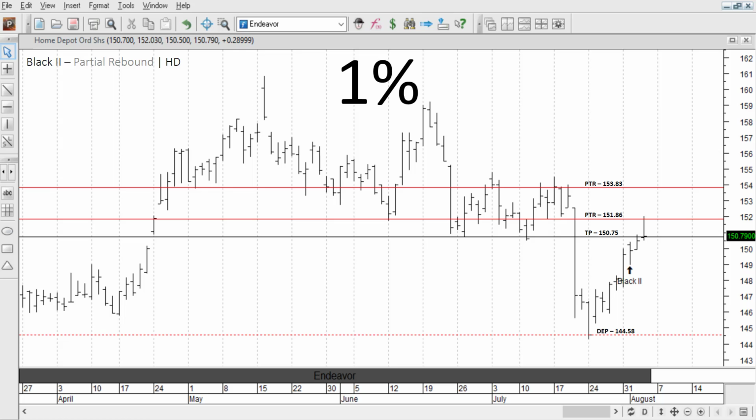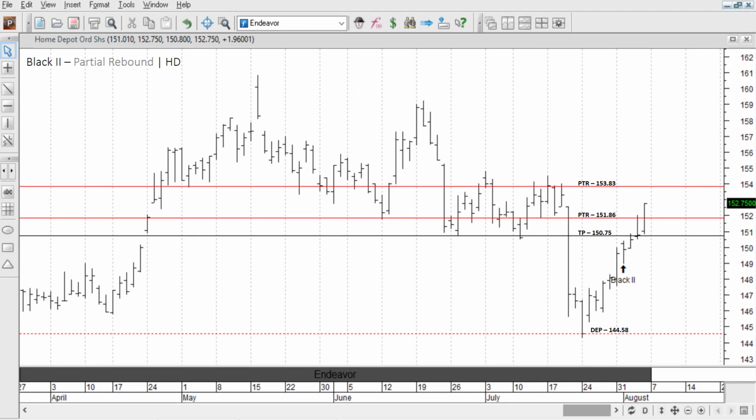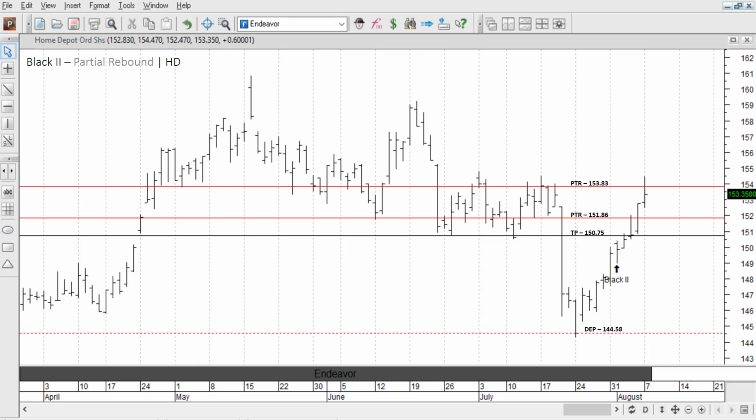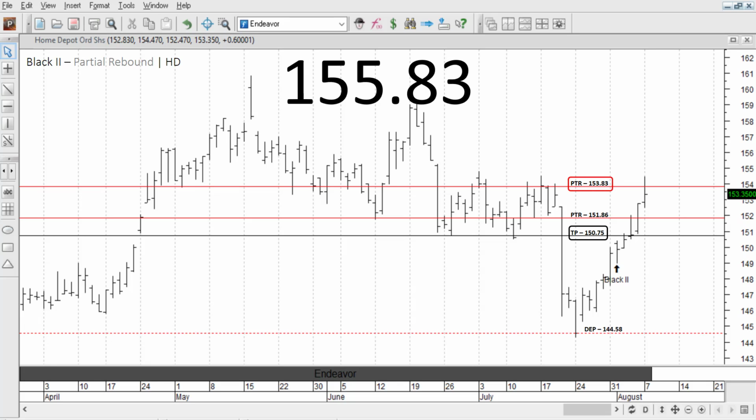But in this case, the trade isn't over yet. Price continues to move up and hits the top projection. So, if you enter the trade when price crossed the trigger point at 150.75, then when price hit the top projection of 155.83, you would be up 2%. Again, not a tremendous amount. Although, keep in mind, you just accurately predicted where price was going to move up to. So take your money and run.